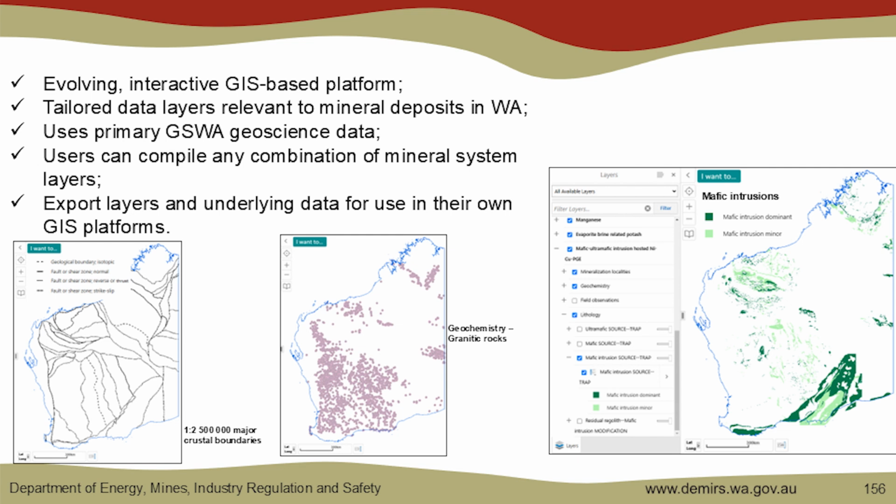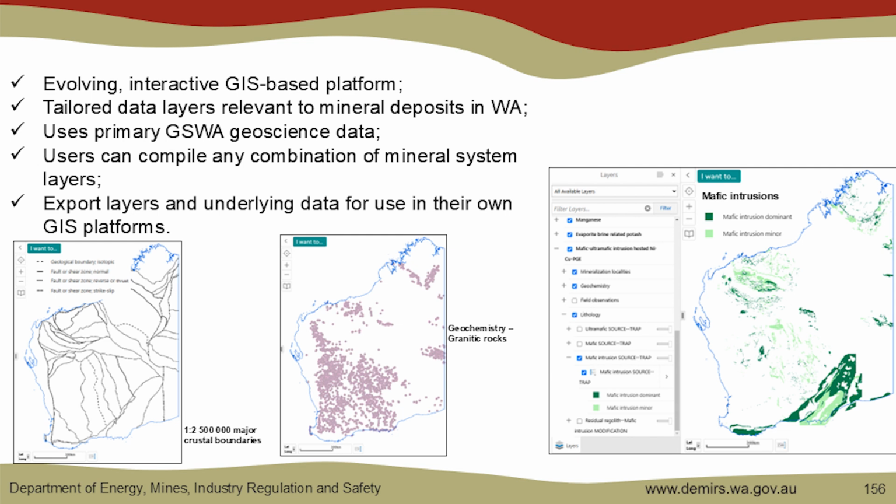We have a range of different data sources in our atlas. We've got structural data, geochem data, lithology data. So some examples on screen. Structural data, here we have our major crustal boundaries. Here we've got geochem points, but these are specifically geochem points that have been taken in granitic rocks. And here we have some lithology data.